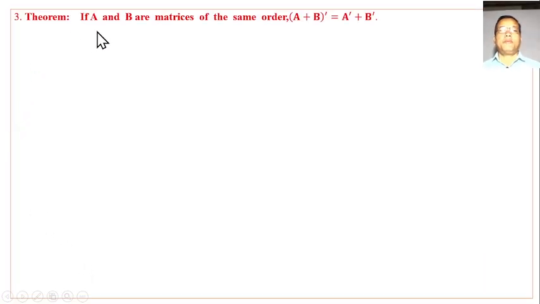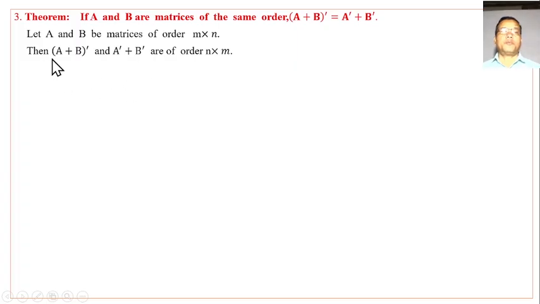Theorem. If A and B are matrices of the same order, then the transpose of A plus B is equal to A transpose plus B transpose. The transpose of the sum of two matrices is equal to the sum of the transposes of the matrices. Let A and B be matrices of order m by n, so that A plus B is conformable. Then the transpose of A plus B and A transpose plus B transpose are of order n by m.